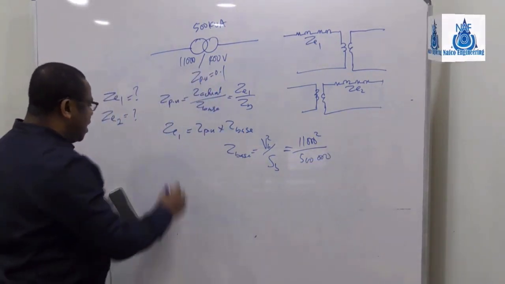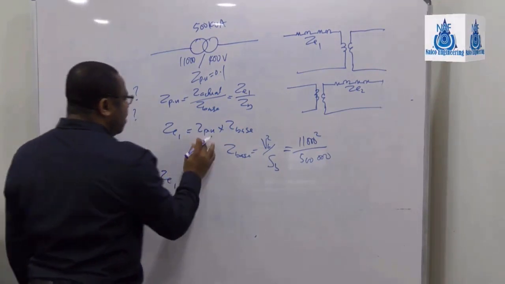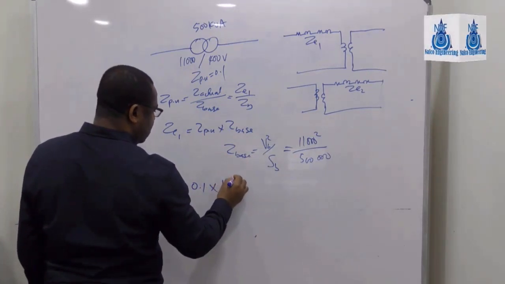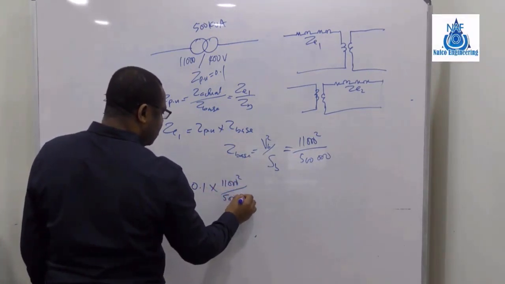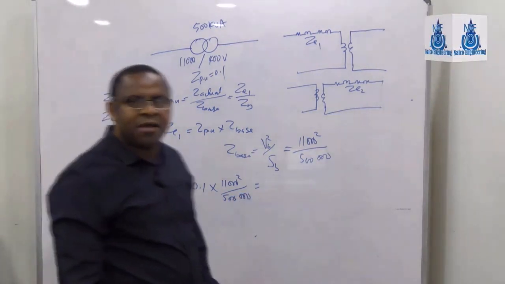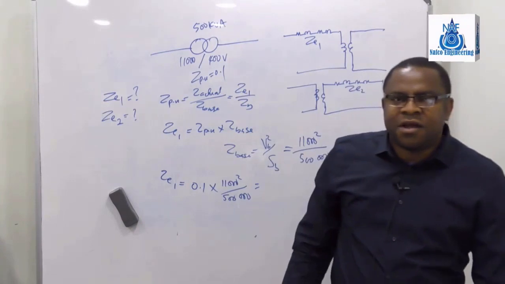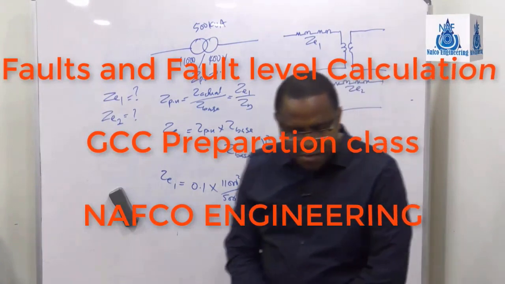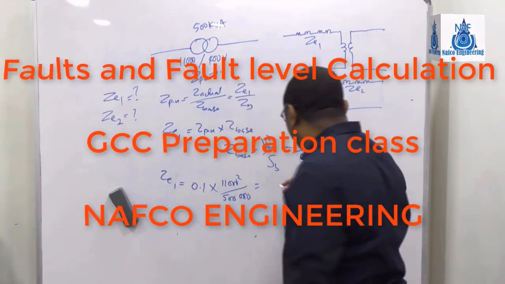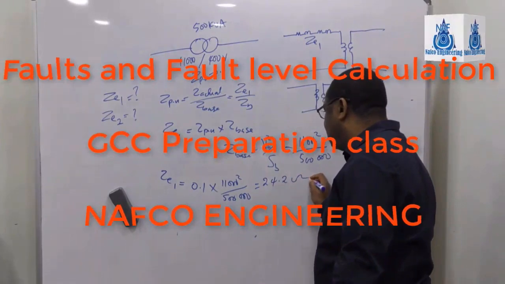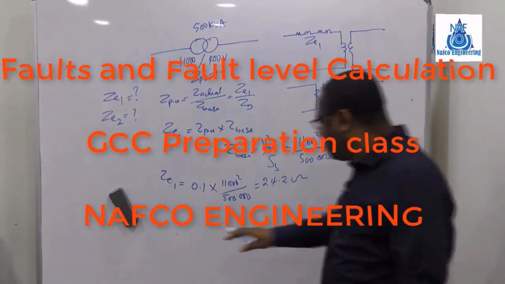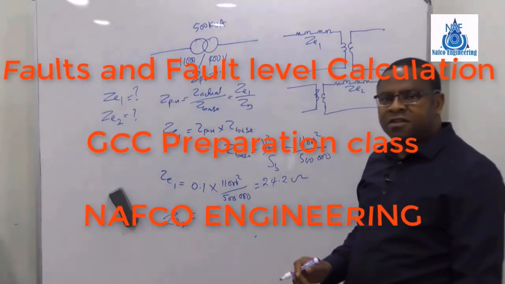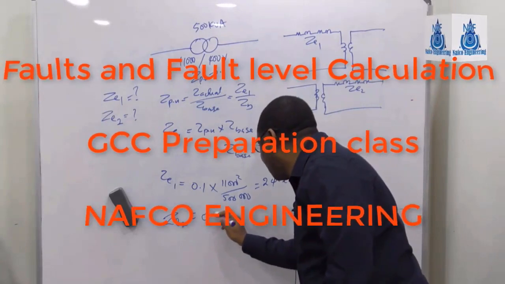Okay? So that Z equivalent 1 will now be Z per unit, which is 0.1 times 11,000 squared over 500,000. Did you get that? So you will get, let's say, how much? About 24.2. You get about 24.2 ohms.